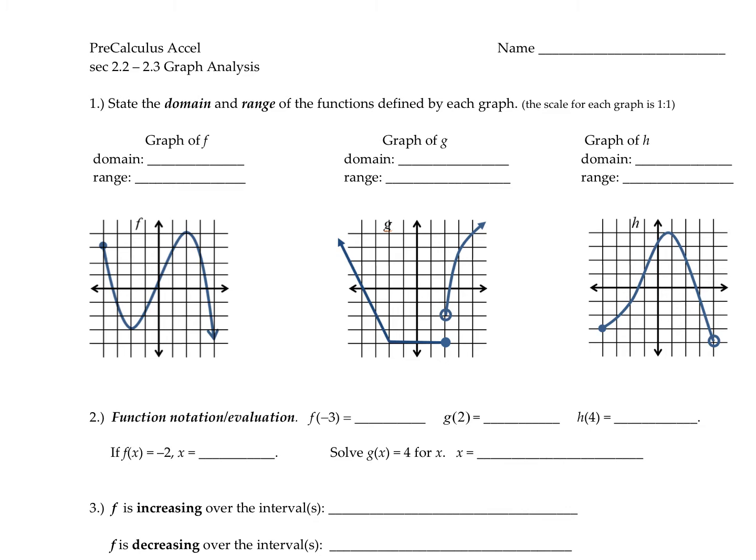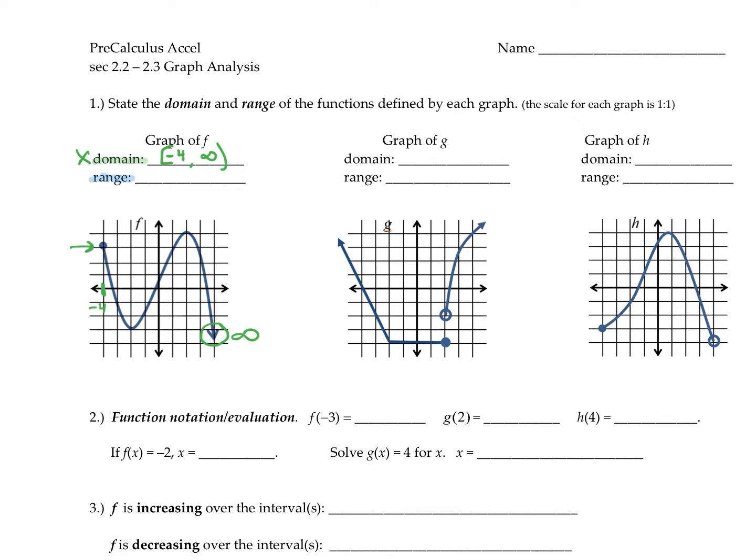So we're talking about domain, we are talking about the x values. So I'm going to look to the left. My most left x value is -4. My function is continuous, and then my most right x value is going to go towards infinity. So my domain is going to be -4 to infinity. I'm using a square bracket on -4 because -4 is included since it's a closed circle.